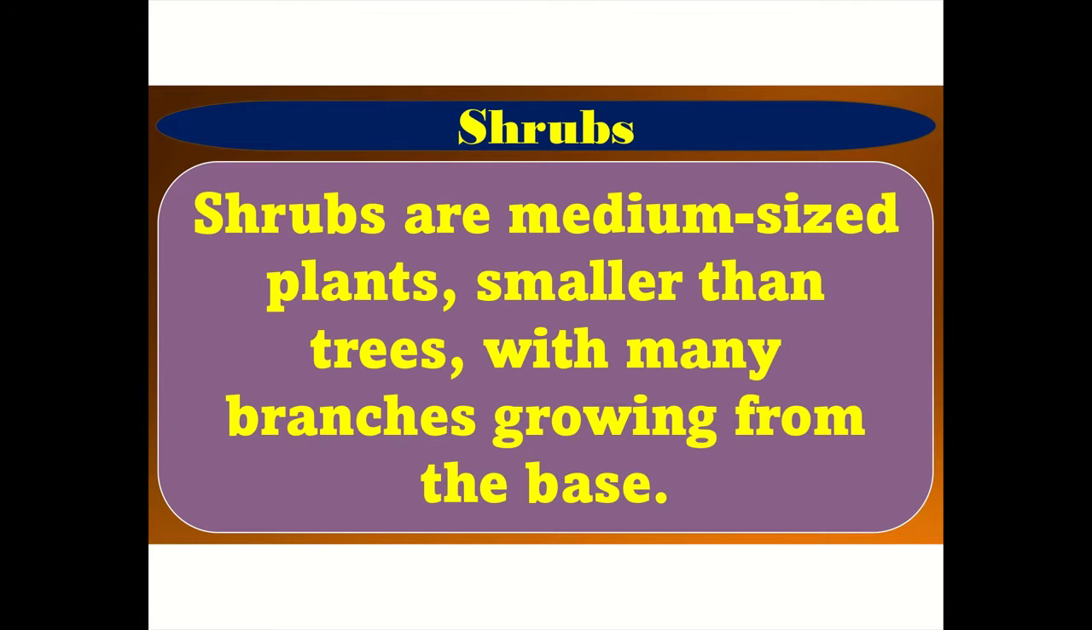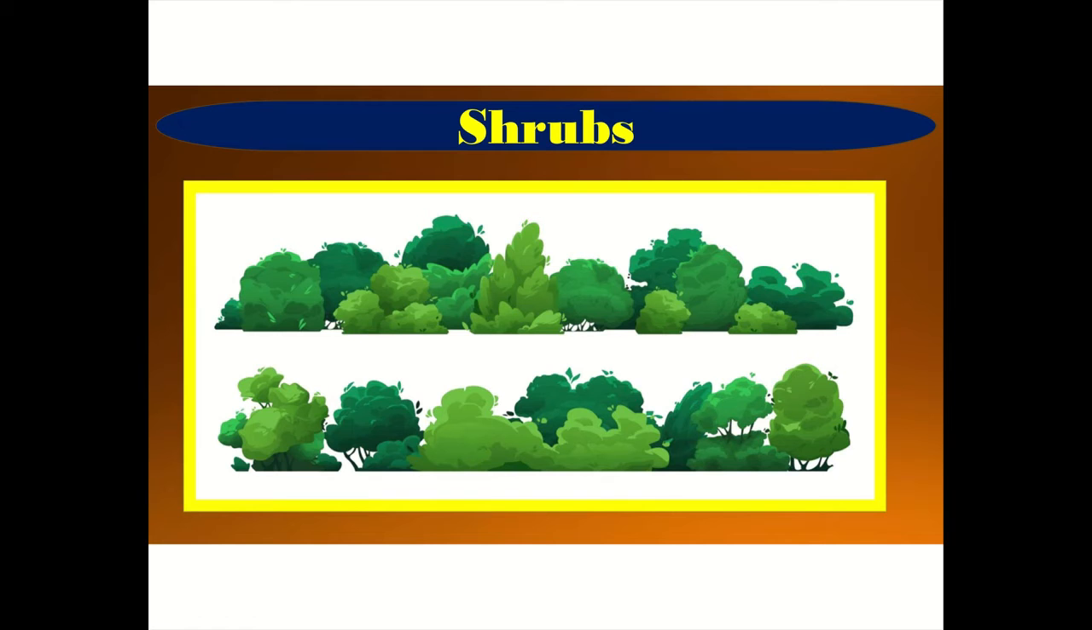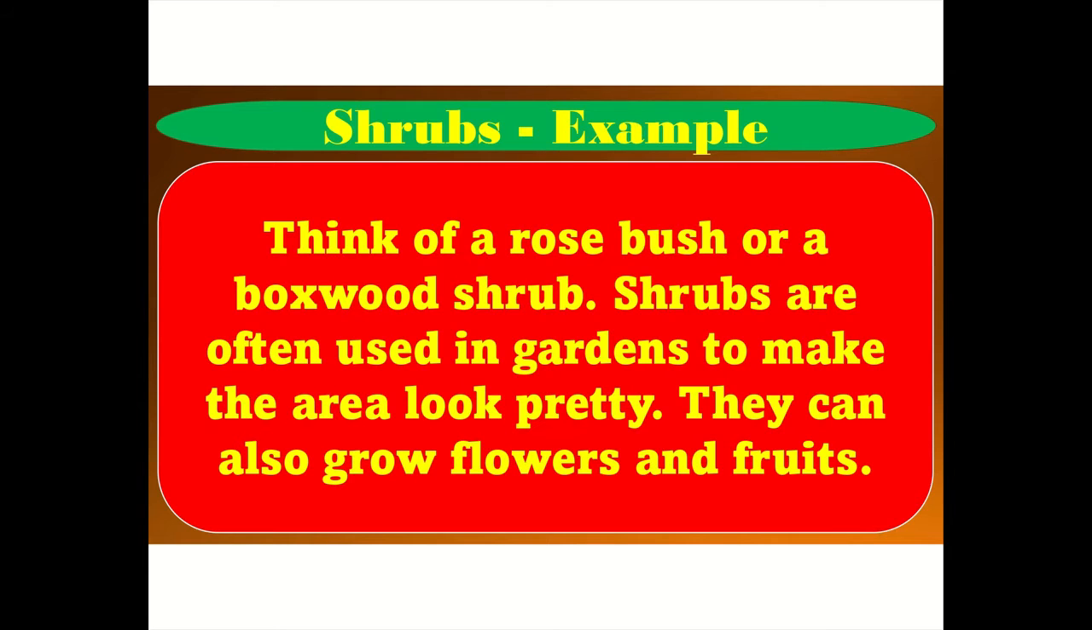Shrubs. Shrubs are medium-sized plants, smaller than trees, with many branches growing from the base. Example, think of a rose bush or a boxwood shrub. Shrubs are often used in gardens to make the area look pretty. They can also grow flowers and fruits.